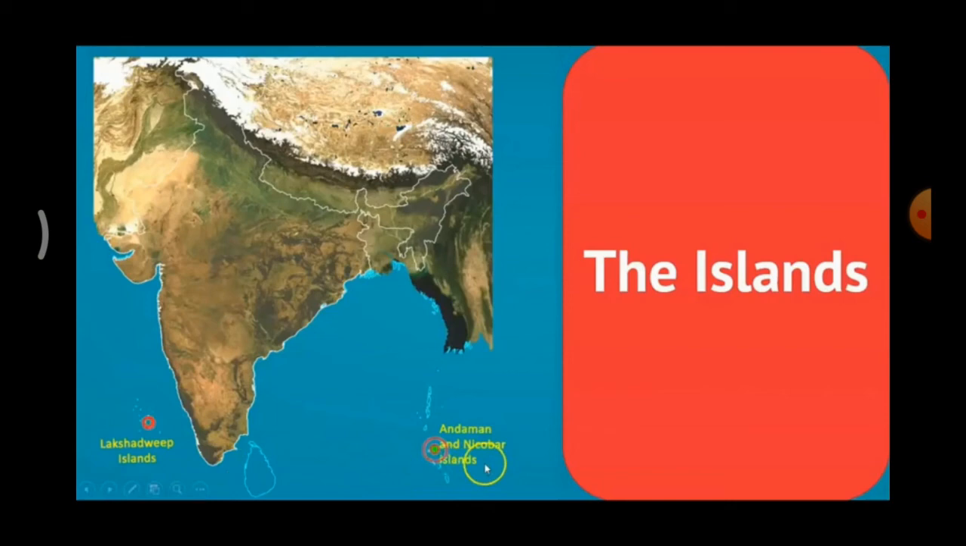Next one, Lakshadweep Islands. This is a small group of coral islands located off the west coast of India. Kavaratti is its administrative capital. Pitti Island of this group has a bird sanctuary. So Pitti Island is the sanctuary, located in Lakshadweep. Besides the two groups of islands, India has a number of islands along the western coast, eastern coast and many delta regions.